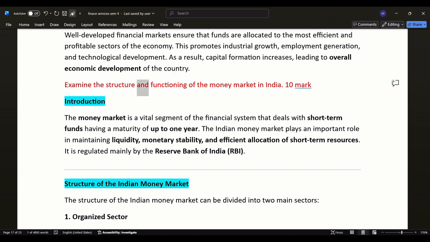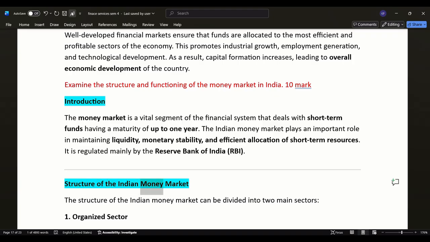Examine the structure and functioning of the money market in India. 10 mark. Introduction. The money market is a vital segment of the financial system that deals with short-term funds having a maturity of up to 1 year. The Indian money market plays an important role in maintaining liquidity, monetary stability, and efficient allocation of short-term resources. It is regulated mainly by the Reserve Bank of India, RBI.